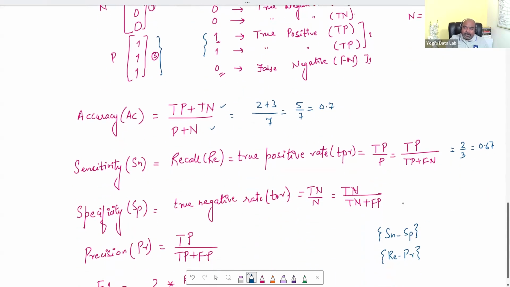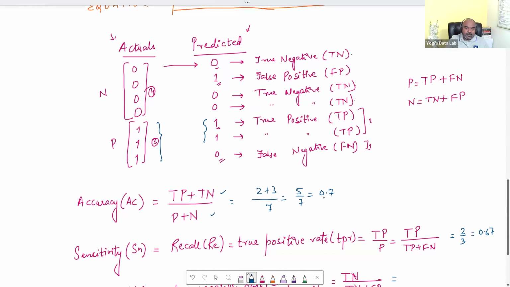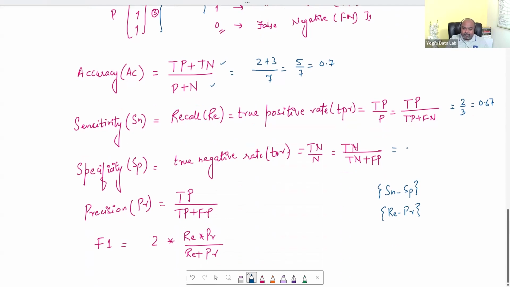When you talk about true negative rate, what is true negative rate? It is the total number of true negatives divided by the total number of negatives. So how many total negatives do I have? I have 4. And how many true negatives do I have? I have 3. So it is 3 divided by 4, which is 0.75.